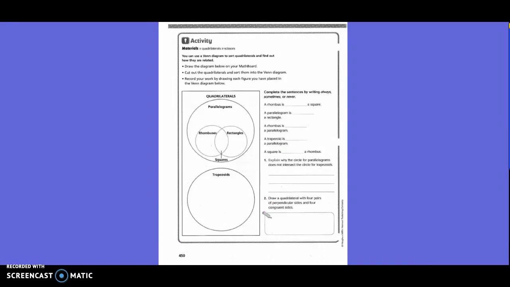So it says you can draw a Venn diagram to sort quadrilaterals to find out how they're related. So technically, you're supposed to have some pieces, cut them out, and then glue them on here. But I am just going to have you guys draw them, okay? So a parallelogram, what does a parallelogram have to have? 2 pairs of parallel sides. So I could draw a parallelogram to look like this. Just as long as they stay the same distance apart from each other, right? I could have 2 slanted lines like this.